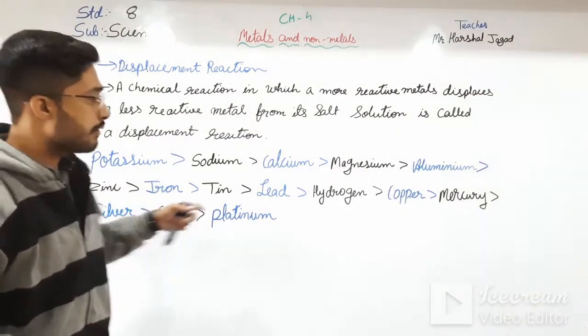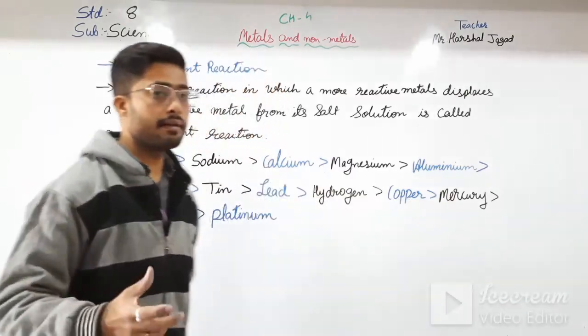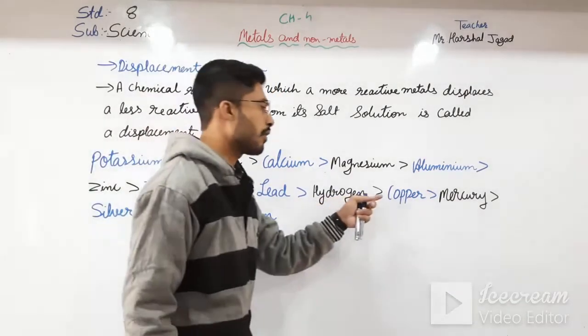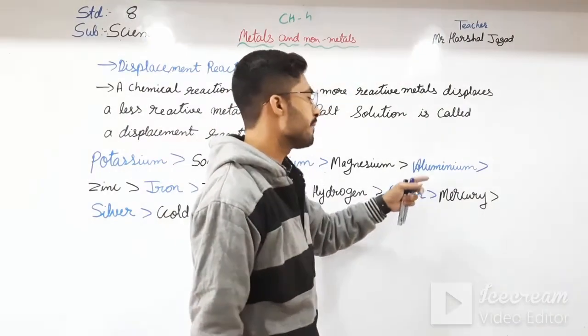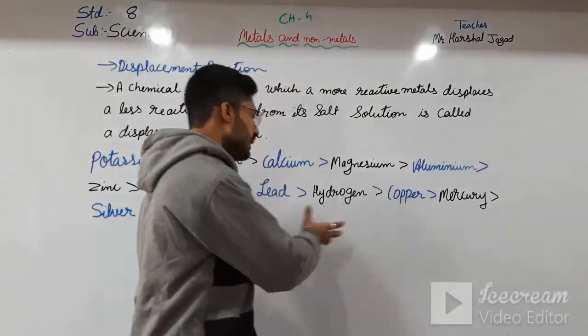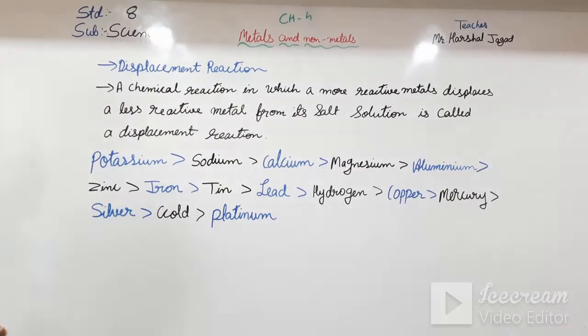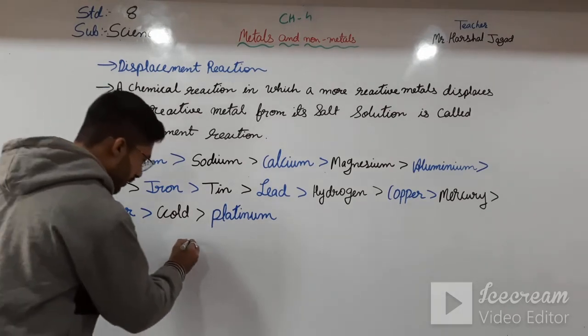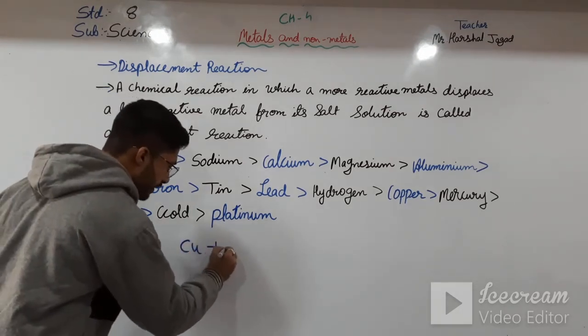Okay, and if we add mercury, then silver will replace mercury, then after copper will replace mercury, and so on. Okay, and there are some of the equations given in your textbook. Let us see that. See here, copper plus ZnSO4 is given.